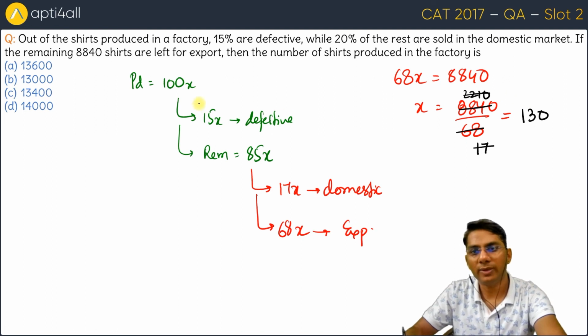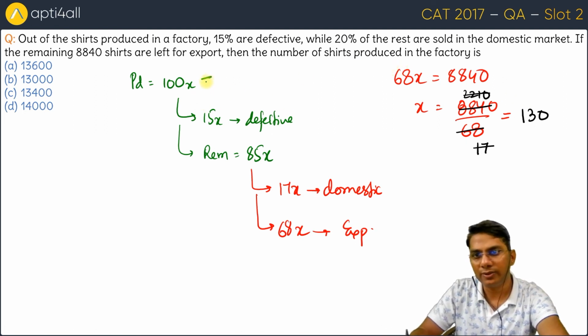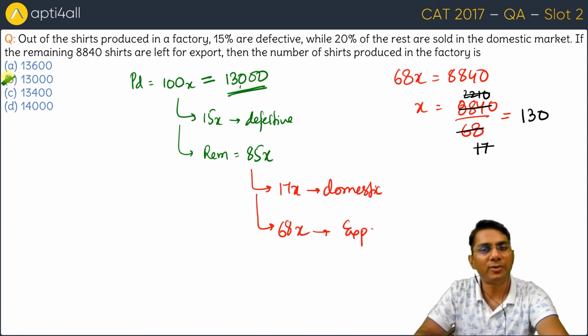So the question is, how many shirts were produced? The number of shirts that were produced is 100 into x, which is 130. So 100 into 130 is 130 into 100, 13,000. So option B is the right answer here. The number of shirts produced is 13,000. Thank you.